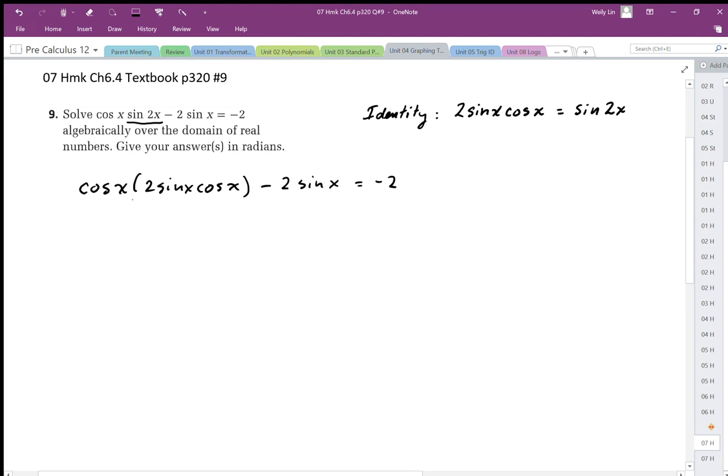Okay, so I'm going to factor out the 2 sine x, so 2 sine x, and we end up with cos squared x. Okay, so cos times cos gives me the cos squared, and I have -1 when I factor out the 2 sine x out of there, and that's going to give me -2. So I want to factor this to see what pieces I'm dealing with.